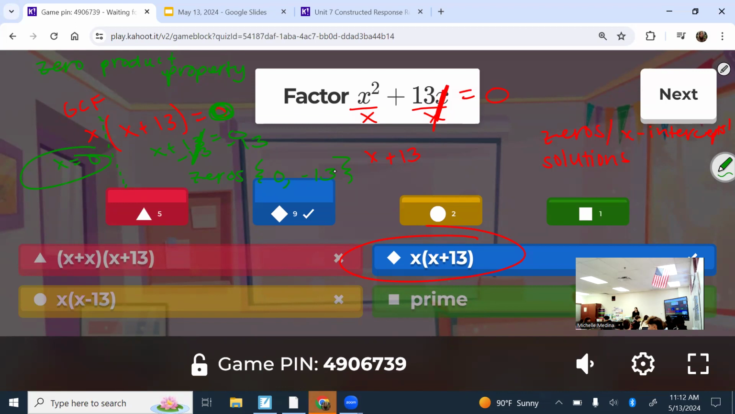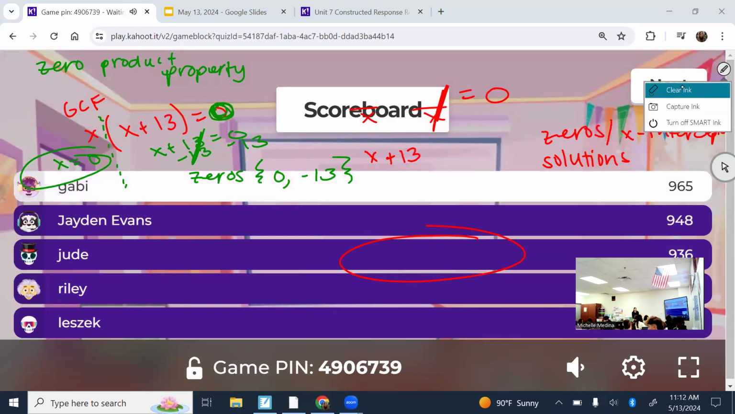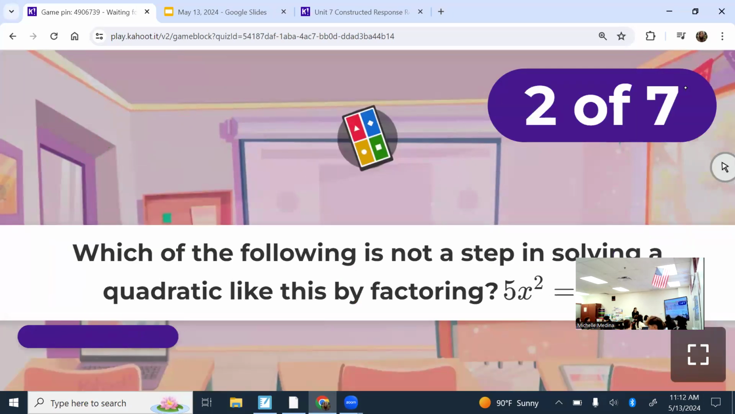So zero product property: if something multiplies and gives me 0, one of the factors is 0. That's why it's better to solve when it's in factored form. So memorize it, or write it on your green paper, just remember to look at it. Okay, next one. Remember to take notes as we go, I'm checking as we go too.